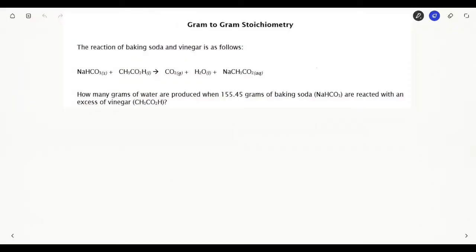Okay, here is our problem. We are reacting baking soda and vinegar. We're given a chemical equation, and our question asks how many grams of water are produced when 155.45 grams of baking soda are reacted with an excess of vinegar. So I see that I'm given information on one compound, baking soda, and I'm asked about grams of another compound, in this case water. I must be doing stoichiometry, which means I need a balanced chemical equation.